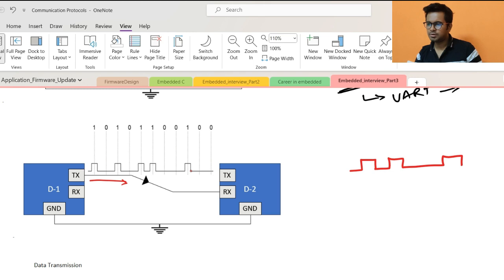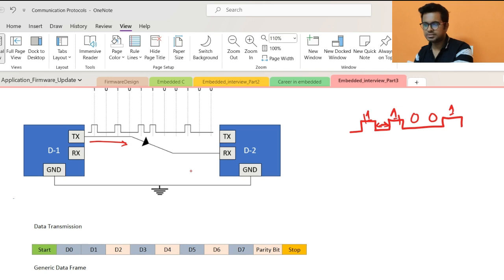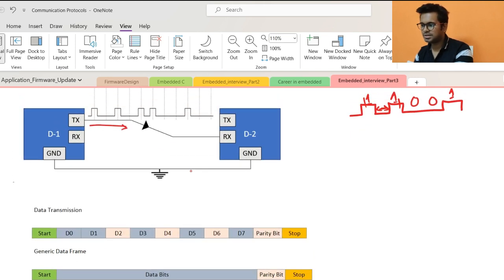So how do I know that this is one, this is zero, then again zero, and this is one? How do I know the interval between which I need to check the data on this TX or RX line, right? This is achieved using baud rates. So let's first see what the data frame is.